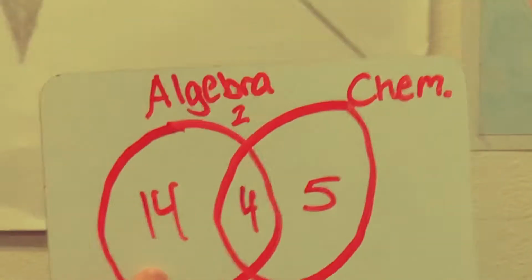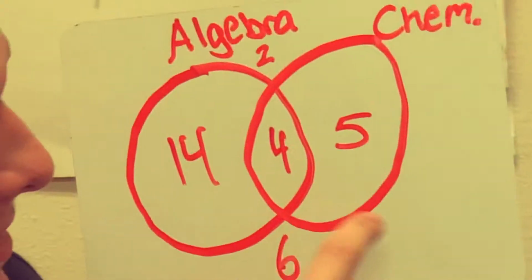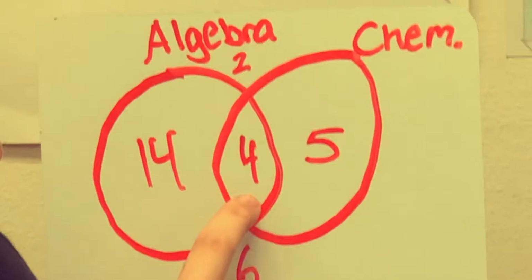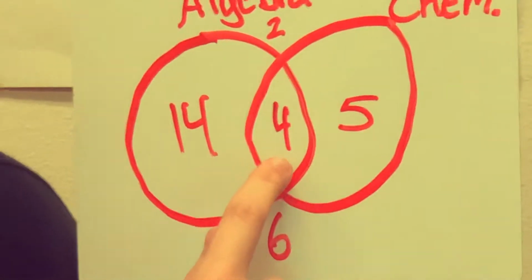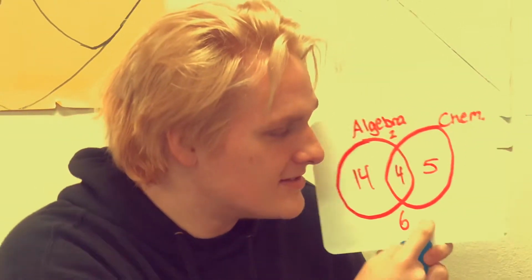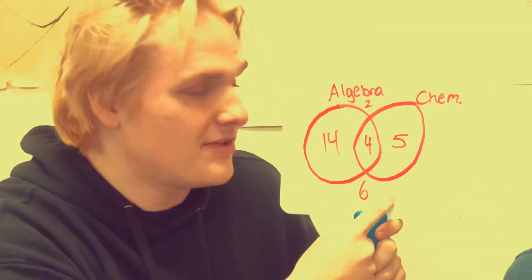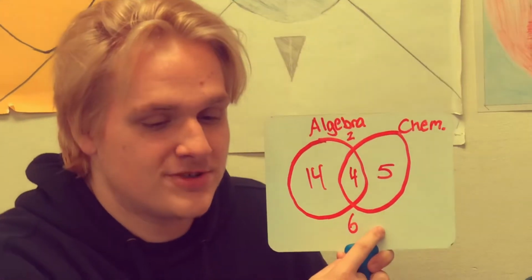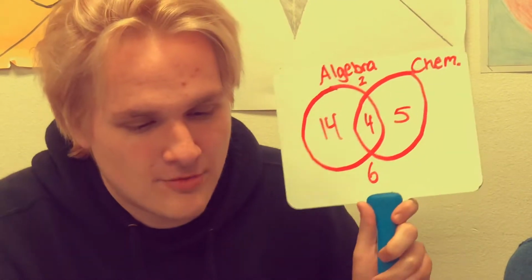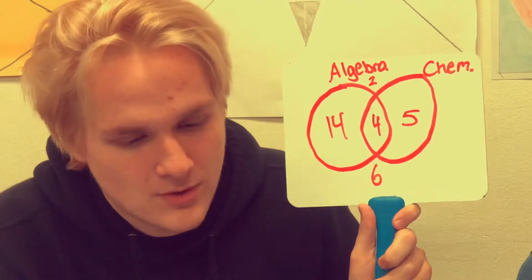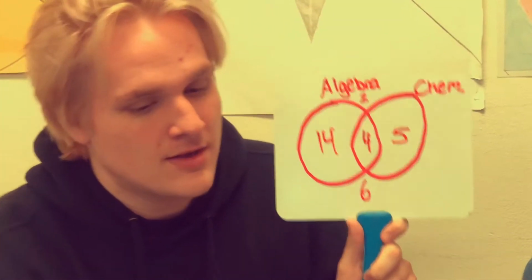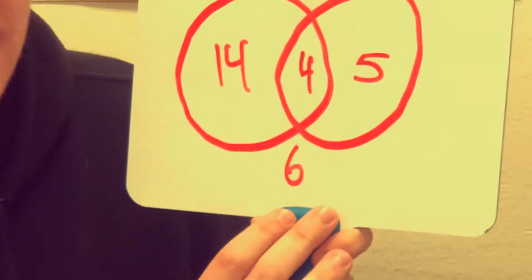In Algebra 2, 14 students took it. In Chemistry, 5 students took it. 4 students took both Algebra 2 and Chemistry, and 6 took neither. There was a total of 29 students, and out of the 29 students, 23 students took either Algebra 2 or Chemistry. If a student is selected at random from Miss Snow's homeroom, what is the probability that the student is taking Algebra 2 and Chemistry? It's 4 out of 29.